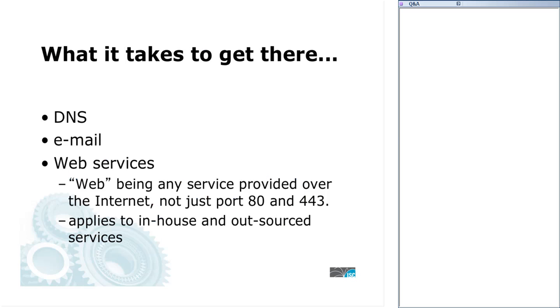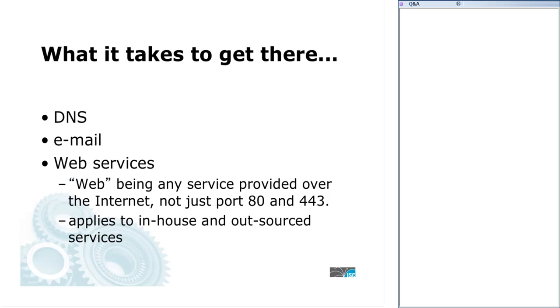So what does it actually take to get to IPv6 readiness? I'm going to talk about 3 specific items. I'm going to talk just very briefly about each one. We're going to talk about DNS, talk about email, and then something that I'm going to call web services, but it should actually be more of internet-based services. This is not just port 80 and 443 traffic. This is relating to other items as well.